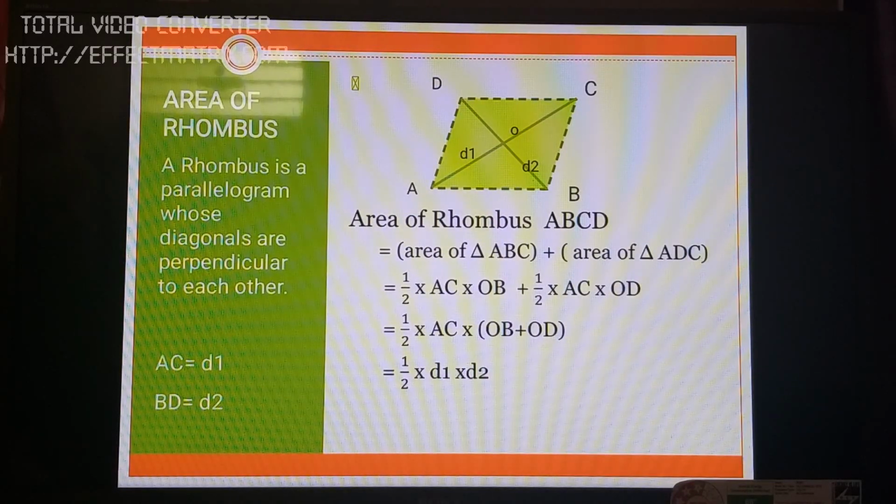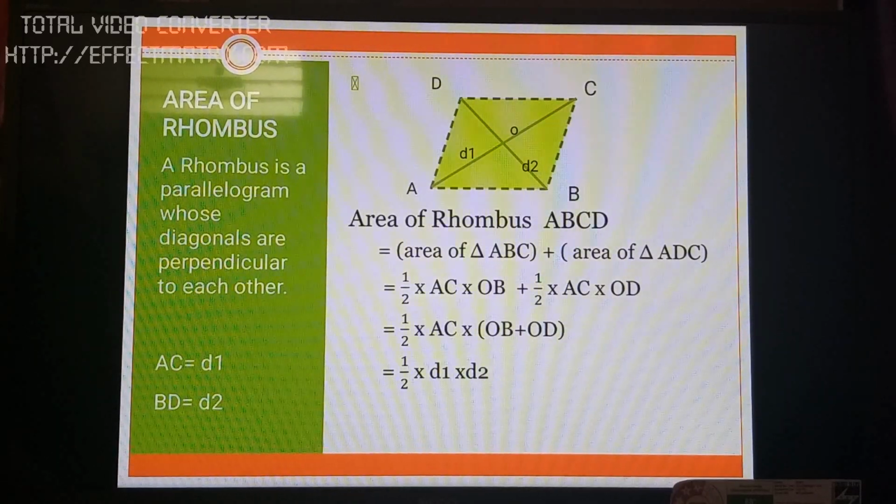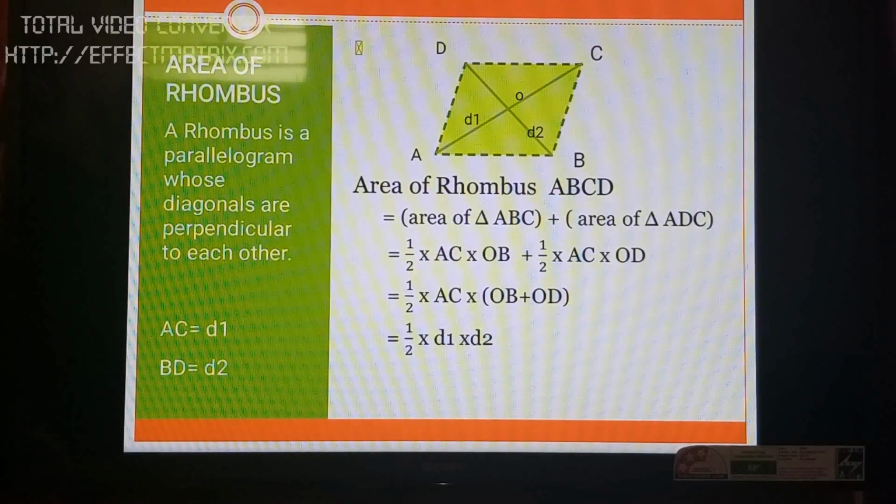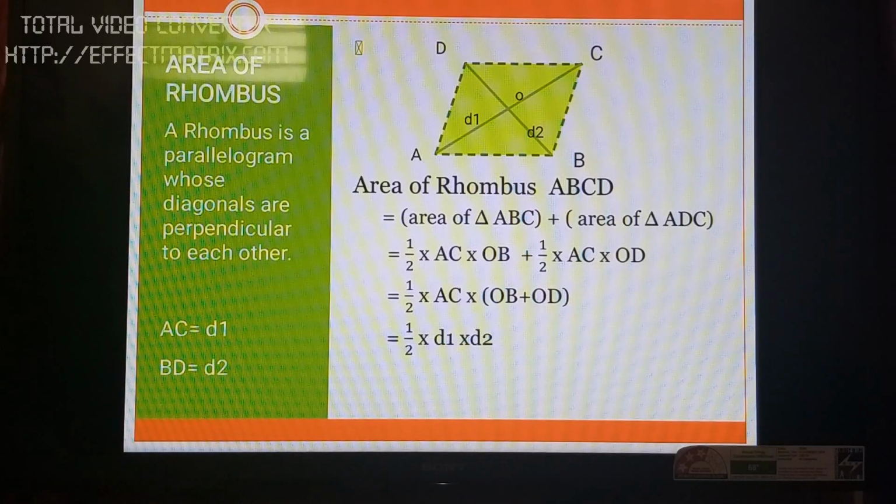Now we are going to find the area of another special kind of quadrilateral, that is a rhombus. A rhombus, as we are well acquainted, is a parallelogram whose diagonals are perpendicular to each other. Here ABCD is a rhombus whose diagonals are d1 and d2, that is AC and BD respectively, and AC and BD are perpendicular to each other at O. The area of ABCD by triangulation is the area of ABC plus the area of ADC. The area of ABC is half into base AC into altitude OB, and the area of ADC is half into AC into OD. In total we can write half into d1 into d2, that is, the area of a rhombus is equal to half of the product of its diagonals.